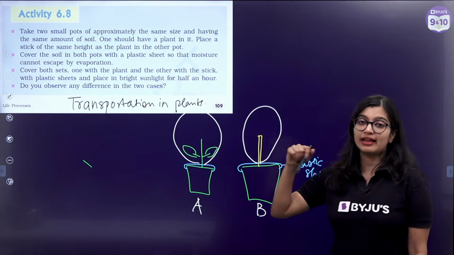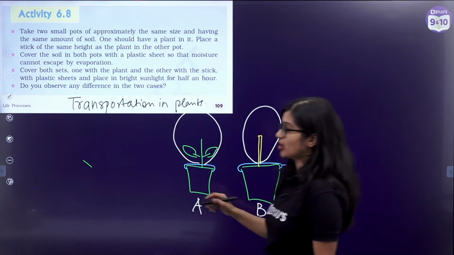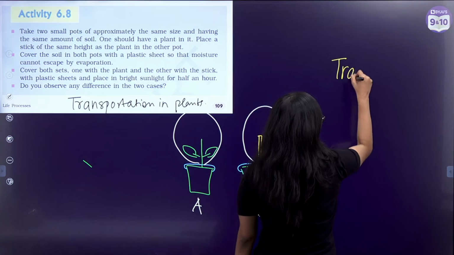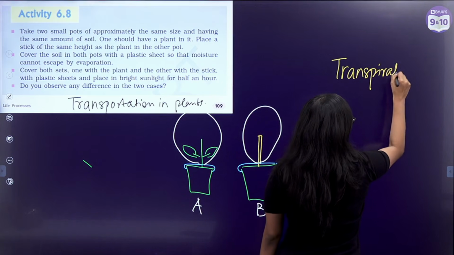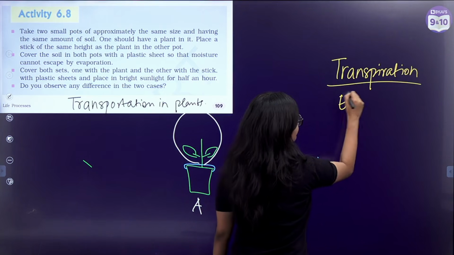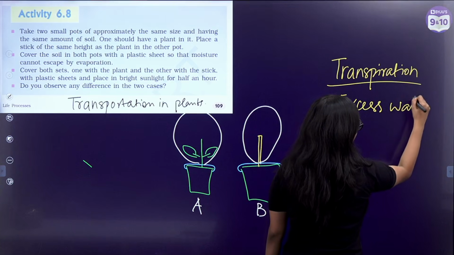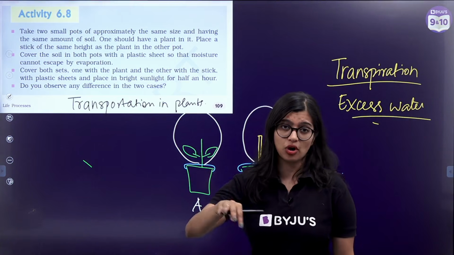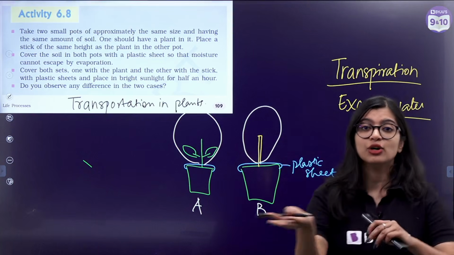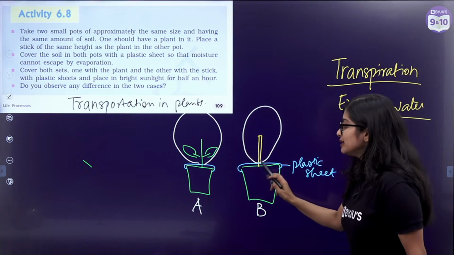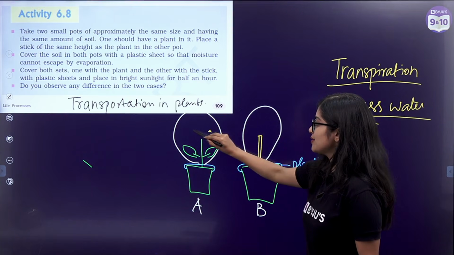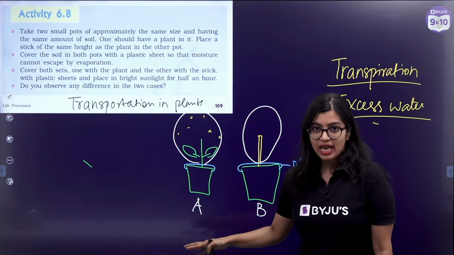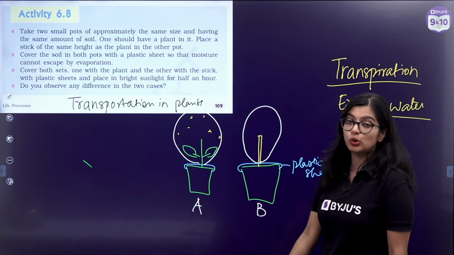Now, we know that in plants, a very important process takes place, which we understand as transpiration, right? So what is transpiration? Transpiration is nothing but the loss of excess water from the aerial parts of the plant. And of course, we know that excess water is lost in the form of water vapor. Now, in the case of A, there will be slight water droplets that start appearing on the surface of the plastic sheet. And in this case, we see that there is no such observation.